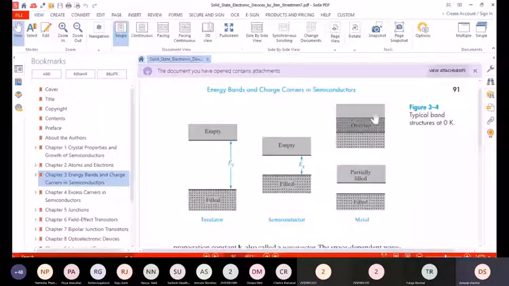Coming to the case of insulators, there will be a huge band gap, as you are seeing here. The electrons cannot get sufficient energy to jump from the valence band to the conduction band. Hence, insulators will not be conducting because there will not be any motion of electrons in them.